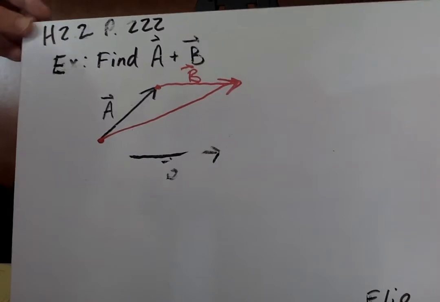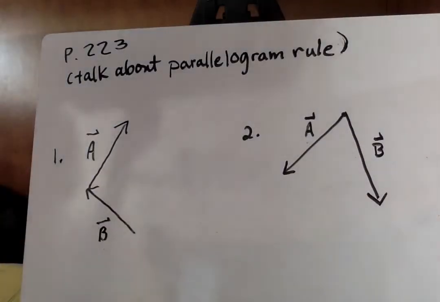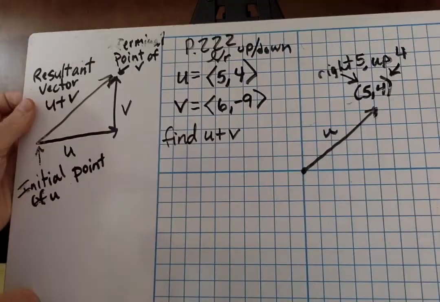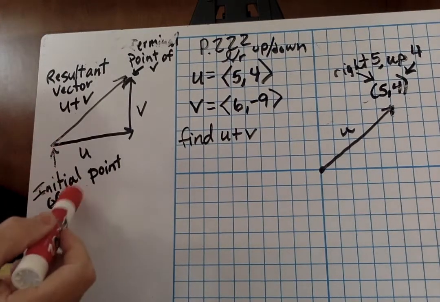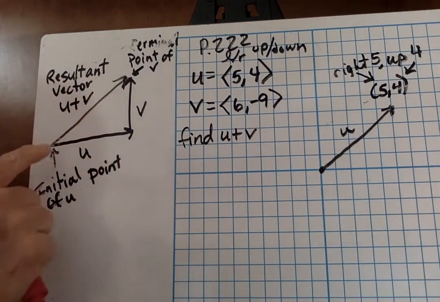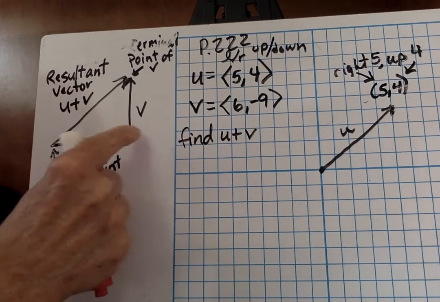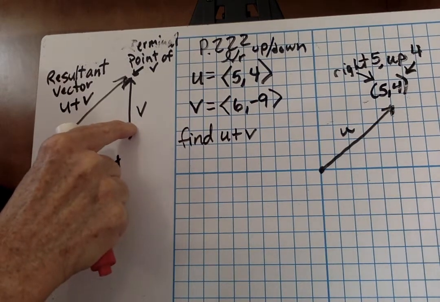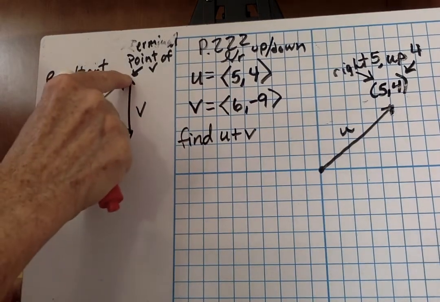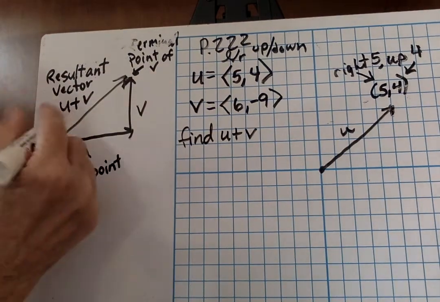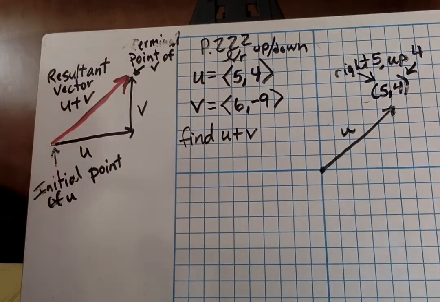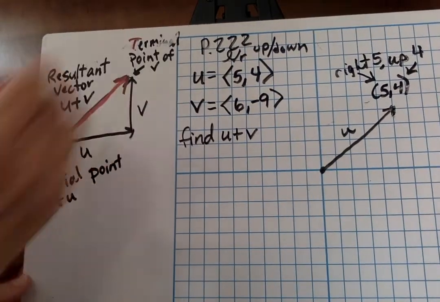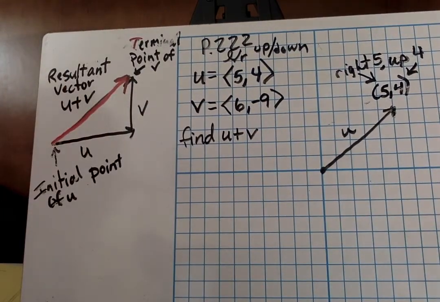Okay, so we're going to go to the next problem right here. Again, you have your initial point of U when you're doing U plus V. You take V and put the initial point here and the terminal point there, and then your resultant vector is actually right here in the red. So that's a way to visualize it.